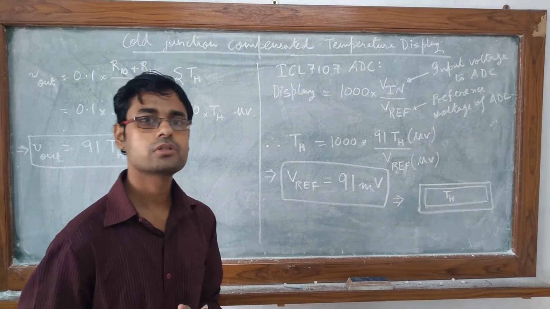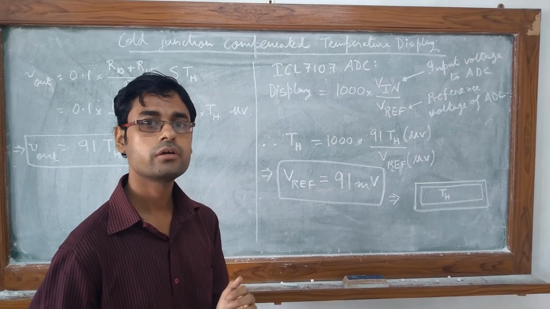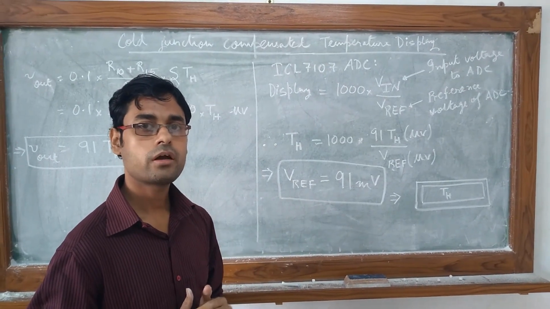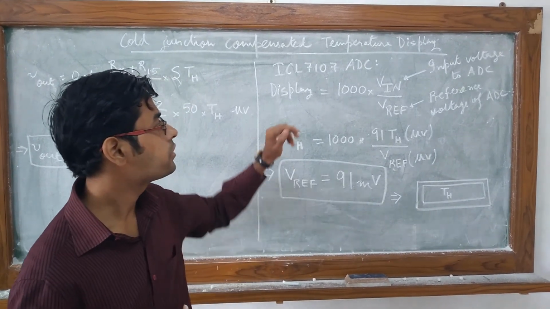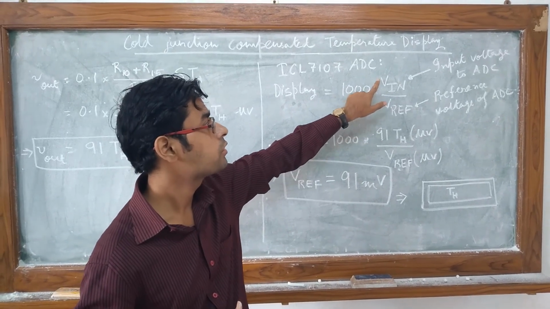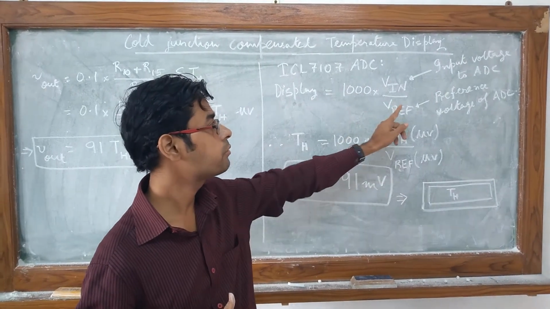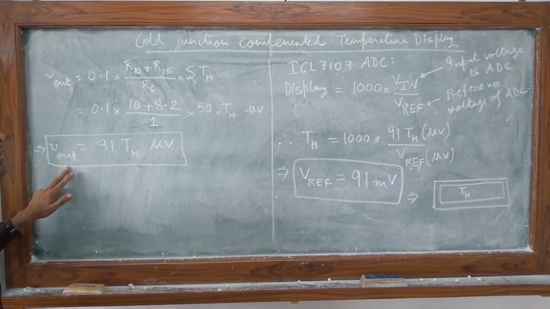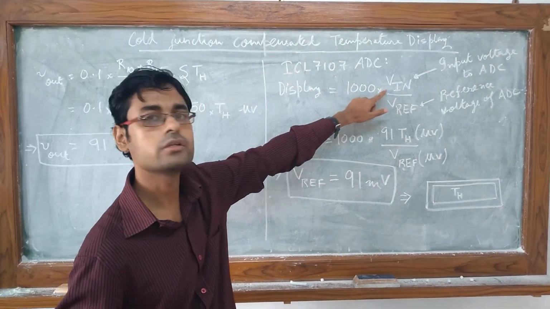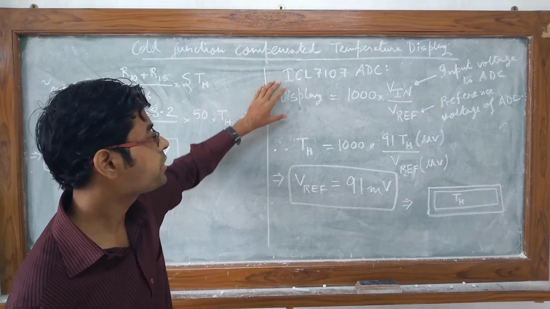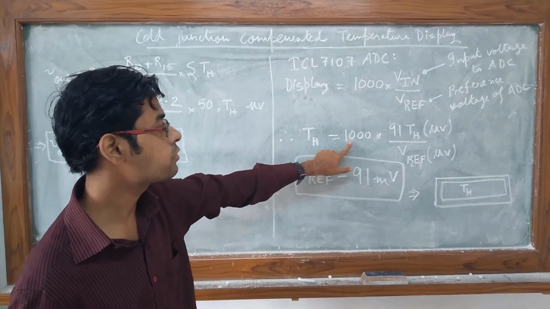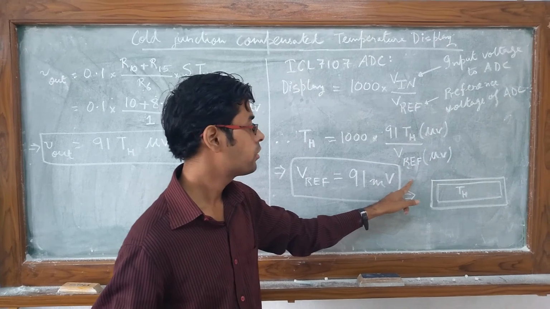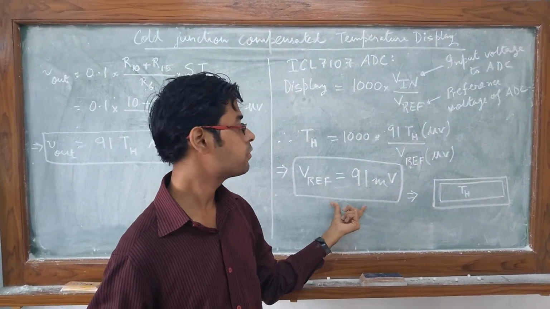Now in our earlier videos on the RTD based temperature measurement, we had dealt with the analog to digital converter, which was the ICL7107 IC, and the same IC is also used over here in the trainer kit. So the display would be equal to 1000 times the input voltage to the analog to digital converter divided by the reference voltage to the analog to digital converter. Now whatever this V out is, this V out is fed as V in for this ADC. And so if we want the display to show TH, we can frame this equation as TH is equal to 1000 times 91 times TH, which is in microvolt, and then divided by VREF. And so the value of VREF that we can obtain from this is equal to 91 millivolt.